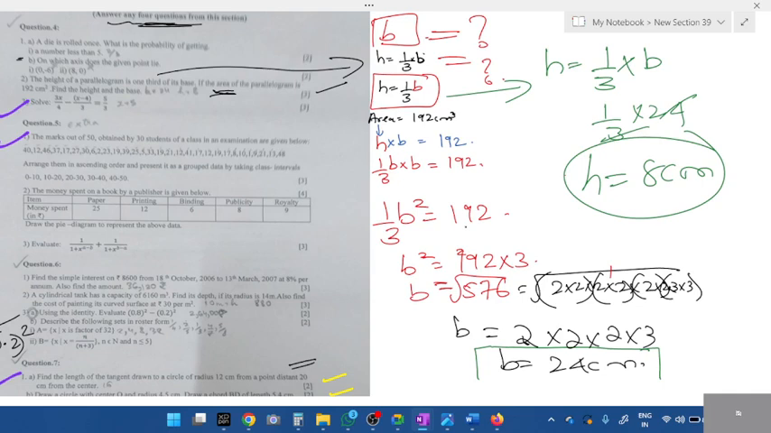Just practice whatever I teach, students. Don't try to solve other sums and waste your time. Just practice these questions.